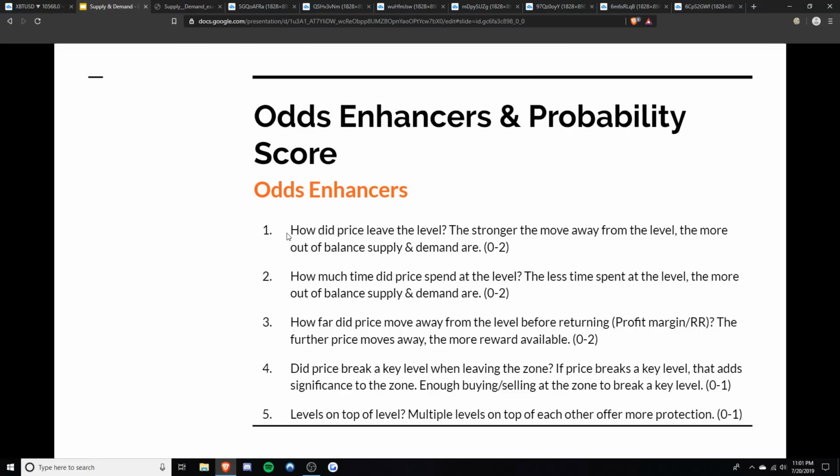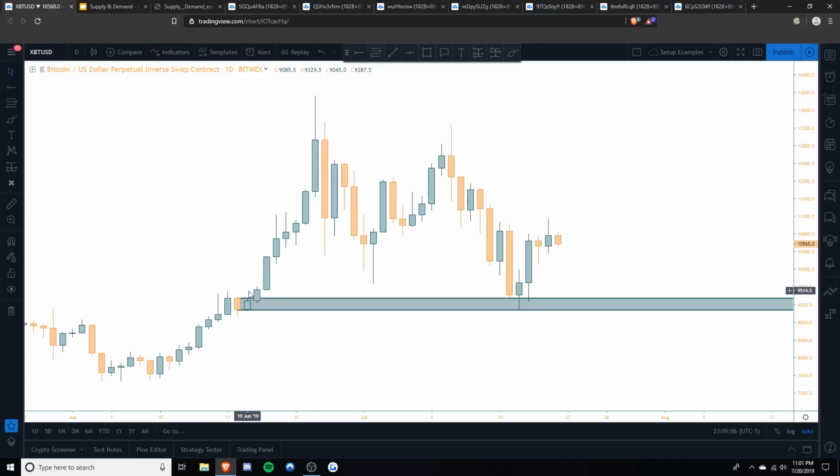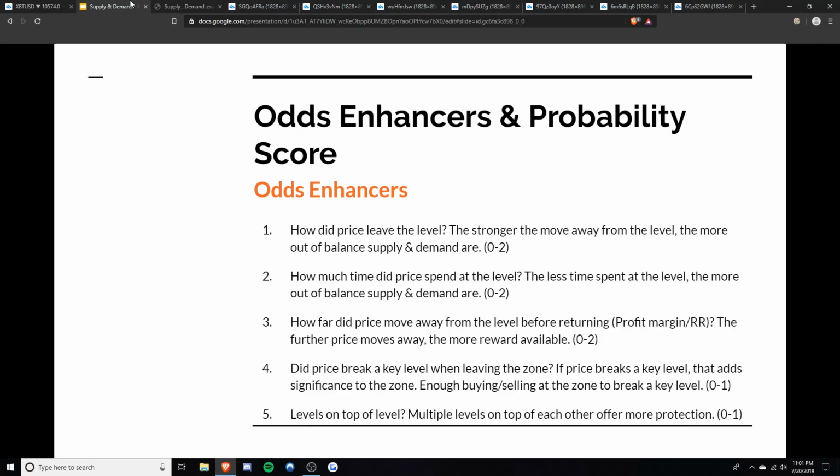So how did price leave the level? Strong up move. I mean, look at these. These are daily candles. You had a break of market structure, a bullish candle. This is a super bullish candle. Look, opened here, didn't go lower, and closed at its high. So that's a super bullish candle, and more bullish candles, and eventually led up here. So I'd give that a 2. I'd definitely give that a 2 on the first odds enhancer.